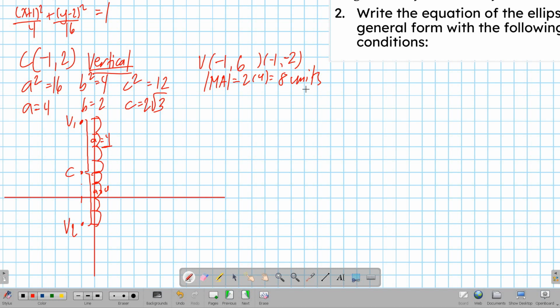From the vertices, we now go to the co-vertices. So since we went up and down for the vertices, we now go left and right for the co-vertices. We go 1, 2 to the right, and then 1, 2 to the left. And from the center to this, that B is 2 units. From here to here, that's also 2 units. Therefore, what's the same with the co-vertices and the center would be the ordinate, and that ordinate is actually 2.